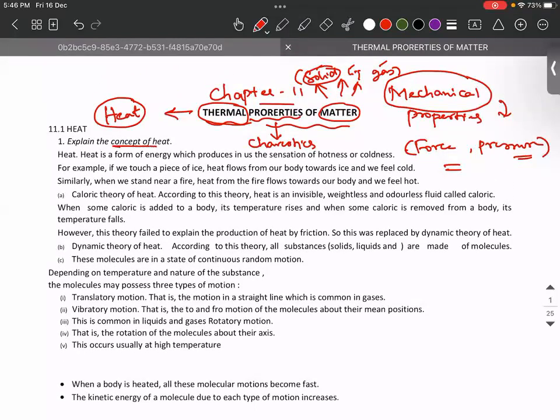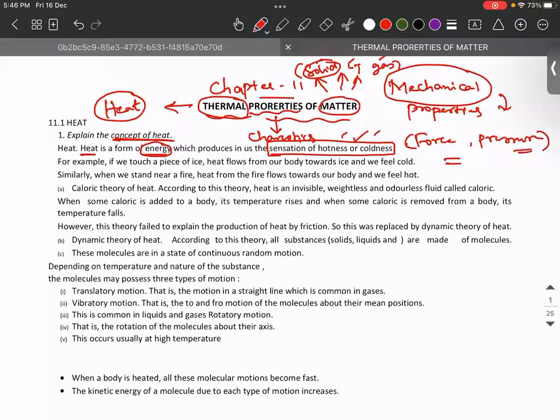So the first basic term is we need to understand the concept of heat. So what is heat basically? According to us, heat is a form of energy, right? Which produces the sensation of hotness or coldness of an object, right? So when I say the measure of hotness or coldness, I talk about temperature, right? So heat is that form of energy which has something to do with the change in a parameter called temperature, right? That is why we use the words sensation of hotness or coldness in an object.